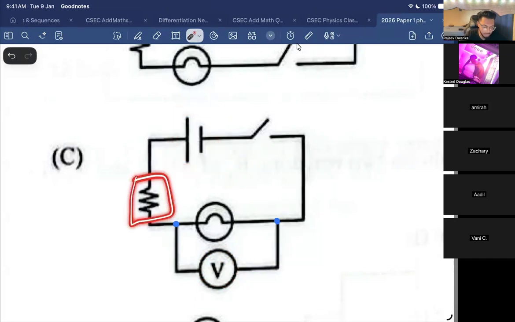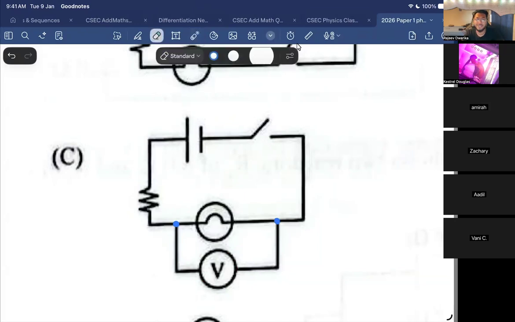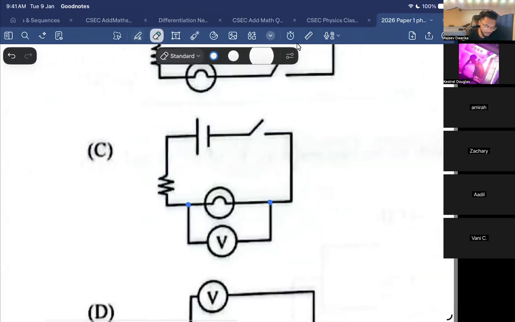You could do it, Adel. I believe in you. What's the name of this little squiggly line? It does start with an R. Resistor. Yep. Big up yourself, Adel. That is a resistor.